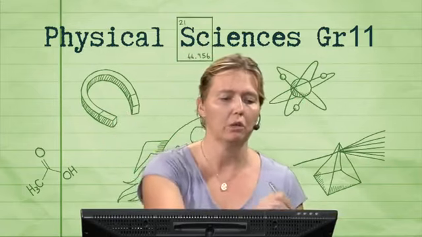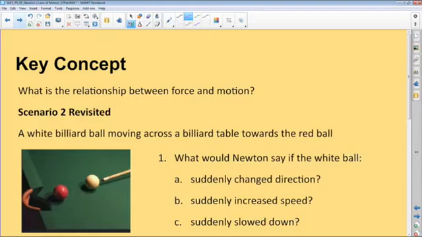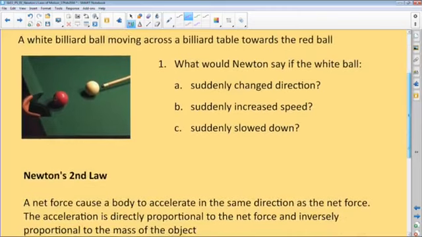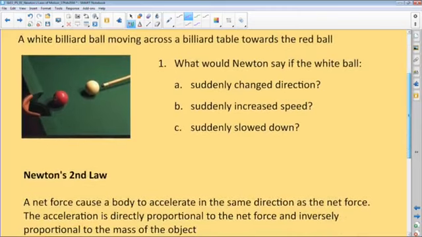But now let's look at what Newton says. Okay, what did Newton say? What would he say if the white ball suddenly changed direction? What do you think he'd say? What would he say if the white ball suddenly increased speed? What would he say if the white ball suddenly slowed down?